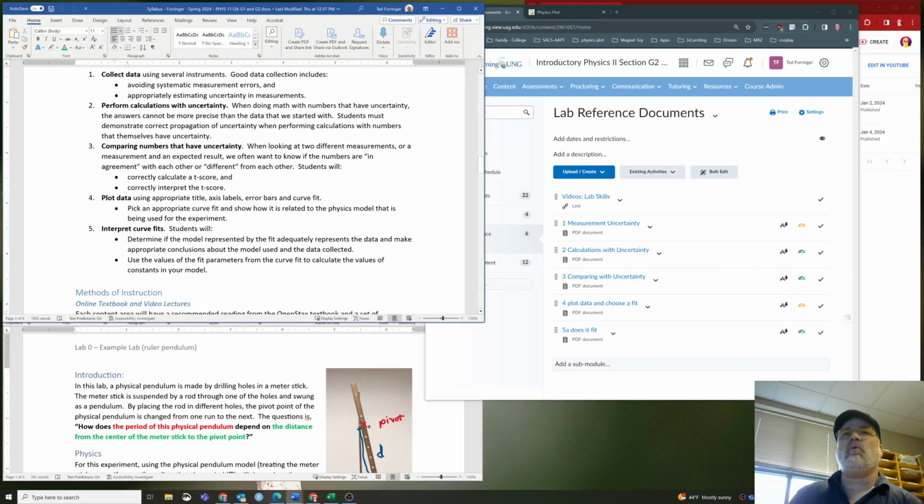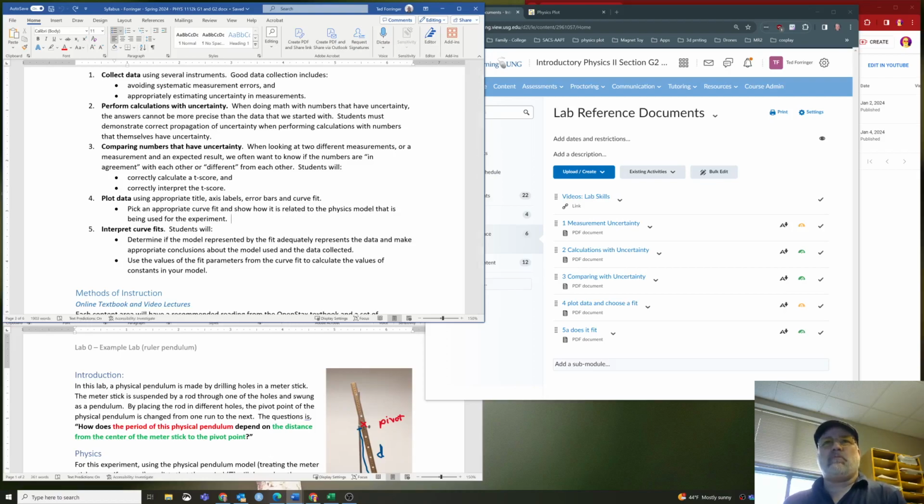Lab skill 4 is plotting data using an appropriate title, axis labels, error bars, and curve fit. Curve fit there, again, being the exciting and interesting one. So pick an appropriate curve fit and show how it's related to the physics model that's being used in the experiment. That's a lot of what this video is about.